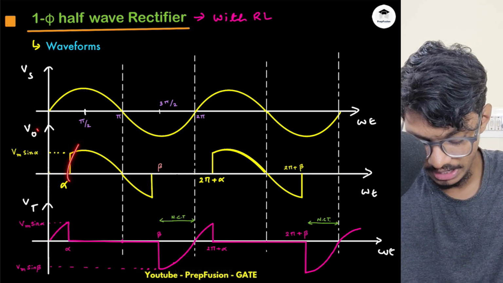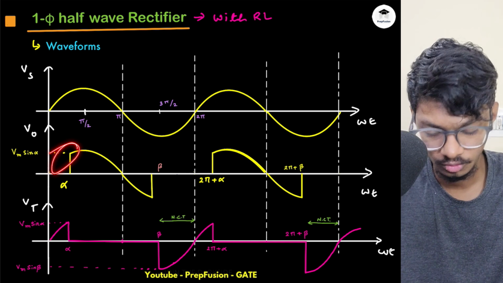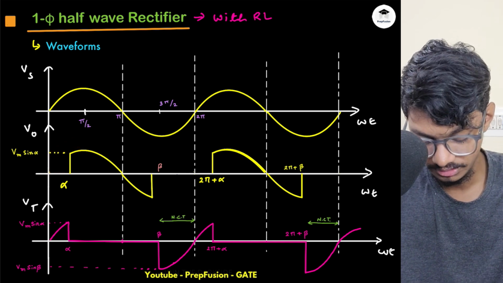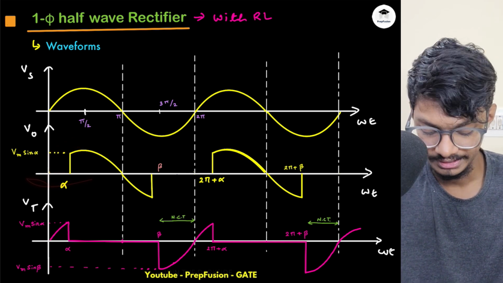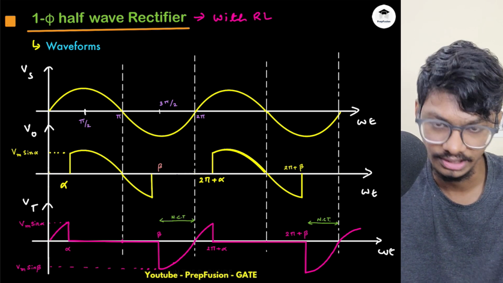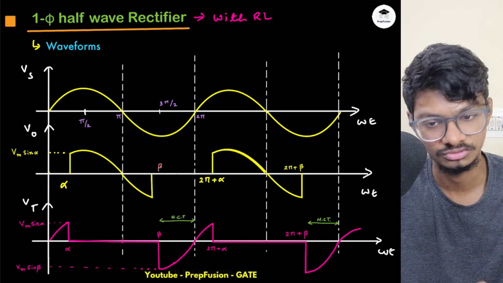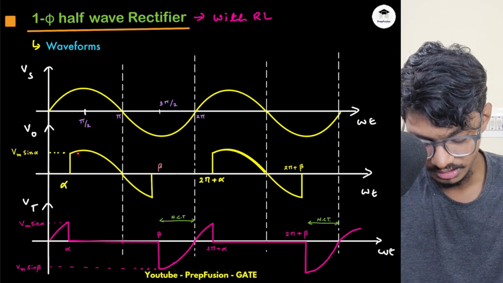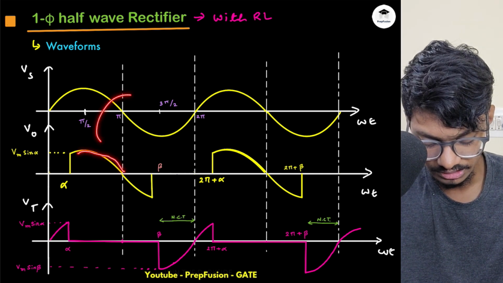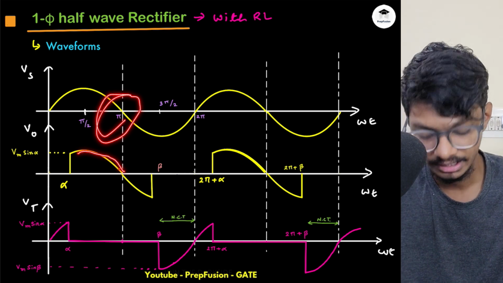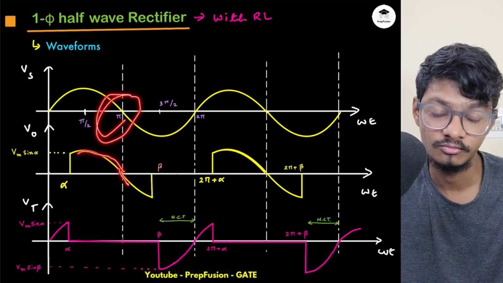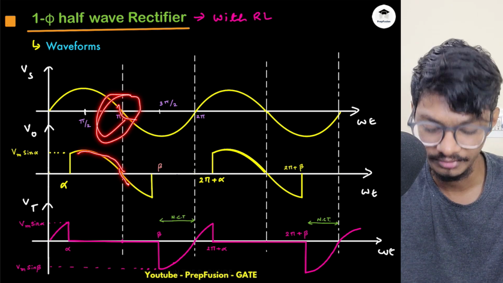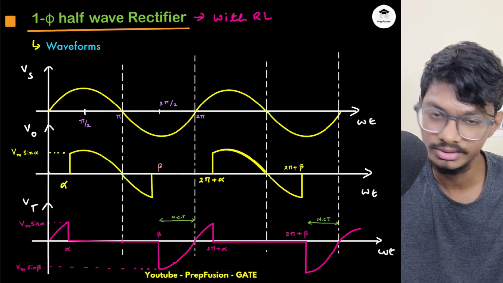From 0 to alpha, the source is turning on, but the output is off. Hence the output voltage will also be 0, because the inductor voltage is initially 0 and the current is 0. So the drop across the resistor will also be 0. So this will become Vm sin alpha. Then this becomes positive. Then at pi, as the output voltage equals the input voltage, as the source becomes negative, the output voltage also becomes negative.